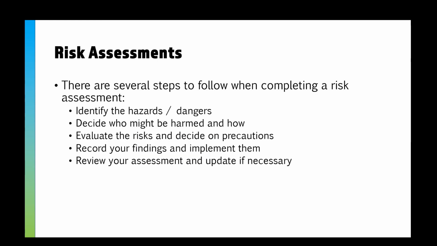So then what we have to do, especially if we're going to film somewhere or going on a school trip or anything like that, is a thing called a risk assessment. Now, there are several steps to follow in completing a risk assessment. First things first, you've got to identify all the hazards, risks and dangers. You've got to decide who might be harmed and how, evaluate the risks and decide on how you're going to prevent them, so precautions. Then you need to record your findings down on a risk assessment, implement them, and then review it regularly.